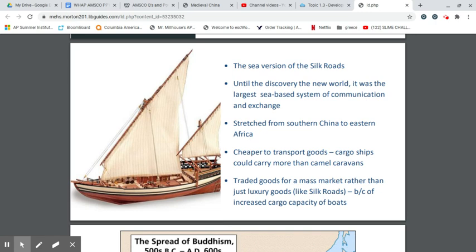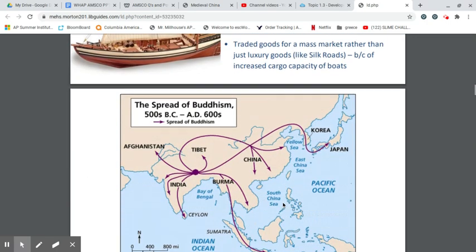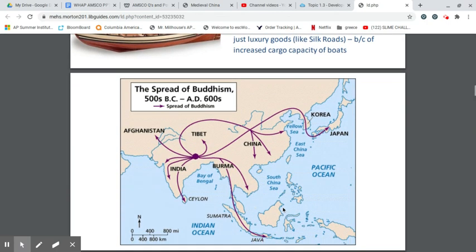You could get luxury items for cheaper prices. They traded goods for a mass market rather than just luxury goods like the Silk Roads because of the increased cargo capacity. All that means is that they traded other items that maybe weren't luxury goods, because it wouldn't have made sense on the Silk Roads, since the other items wouldn't have fetched as big of a price. But since ships have so much room, it's okay. We can trade other things that aren't necessarily luxury items.